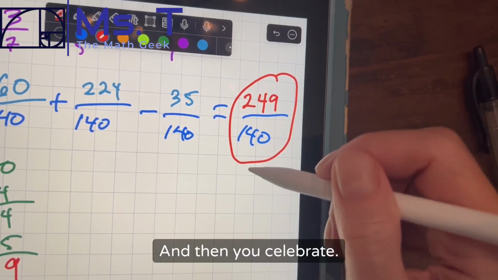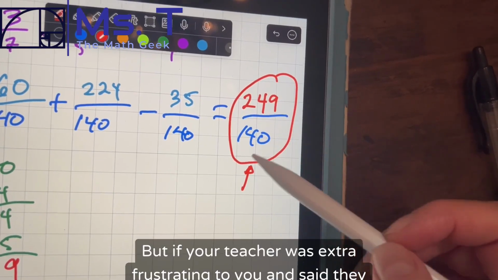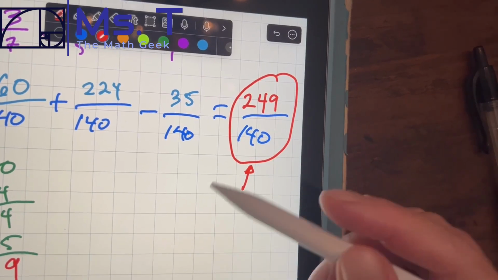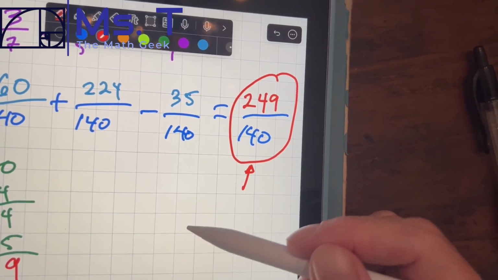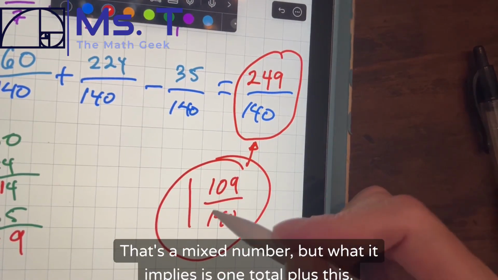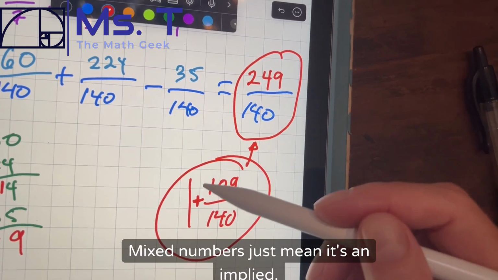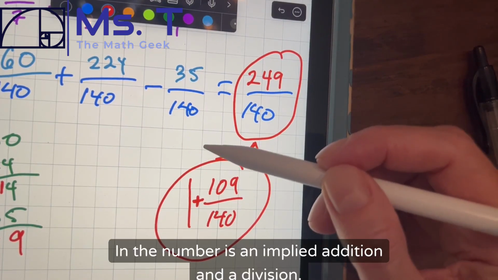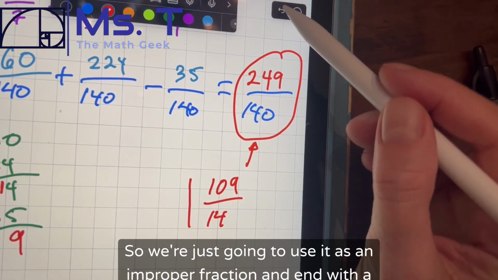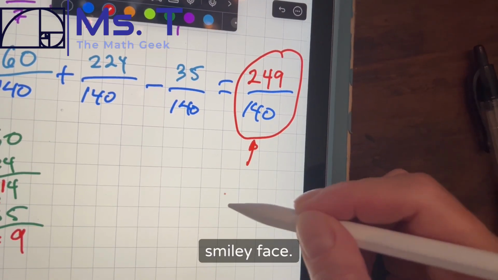And then you celebrate. But if your teacher was extra frustrating to you and said they wanted this as a mixed number, you'd have to divide it and subtract the 140. So actually this would become 1 and 1. That's a mixed number, but what it implies is 1 total plus this. Mixed numbers just mean it's an implied addition and a division. And I know that gets confusing sometimes. So we're just going to use it as an improper fraction, and end with a smiley face.